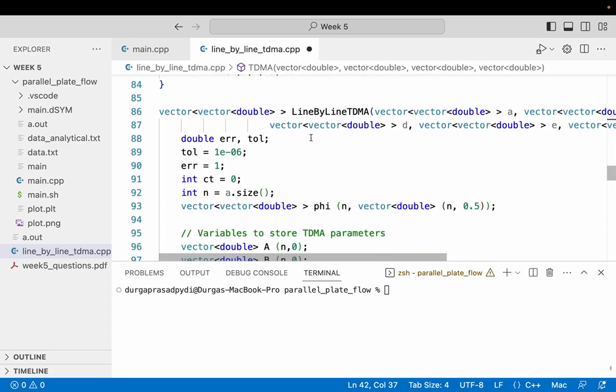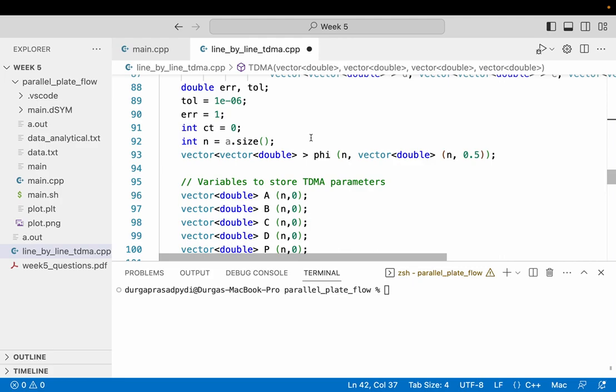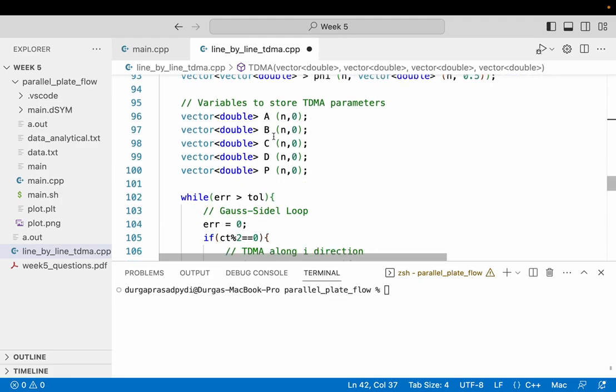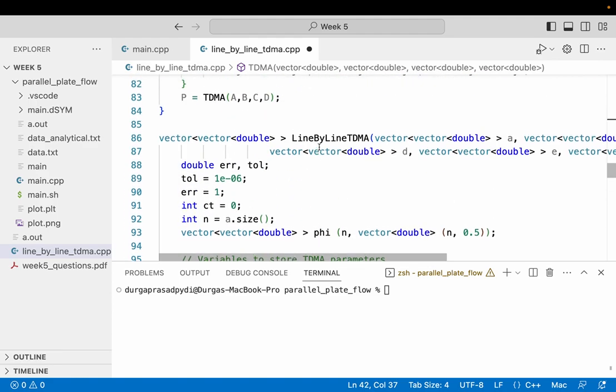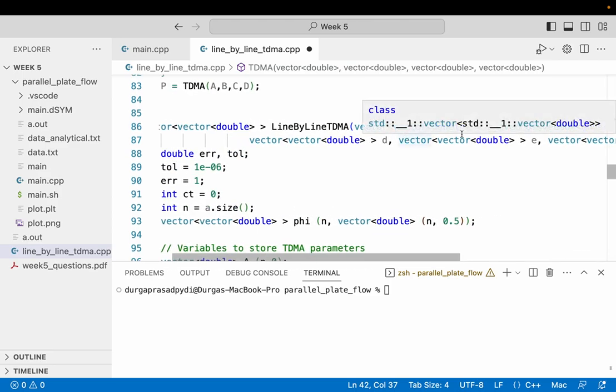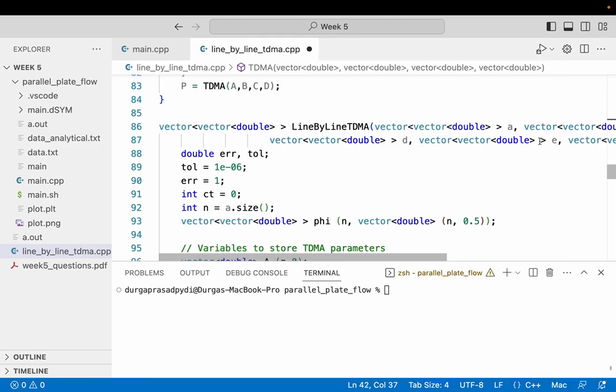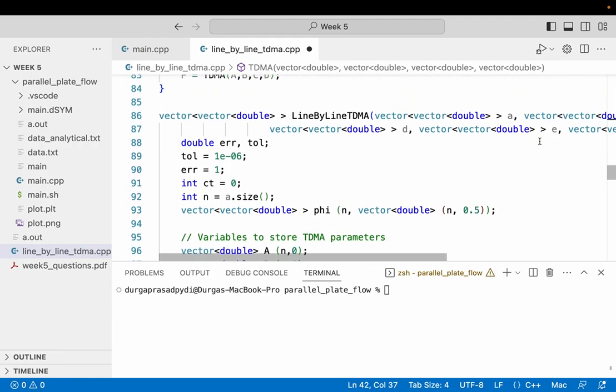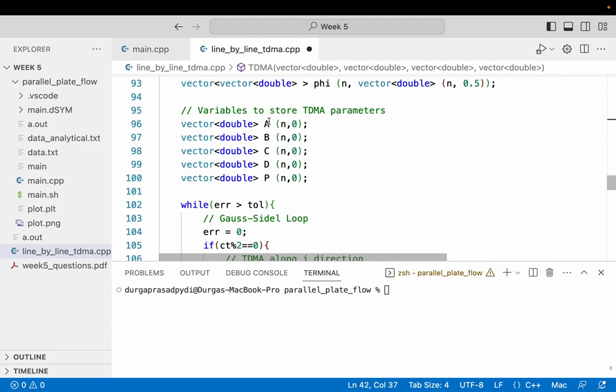Now when we have to do line by line TDMA, we have additional coefficients. In addition to B and C, we now have additional coefficients. A is the coefficient for Phi, B is for the east cell, C is for the west cell, D is for north, and E is for the south cells. So D and E are the additional coefficients. What we have to do in line by line is to fix one direction and then take the TDMA for the other direction. So these are the four coefficients that will be going to my TDMA solver.